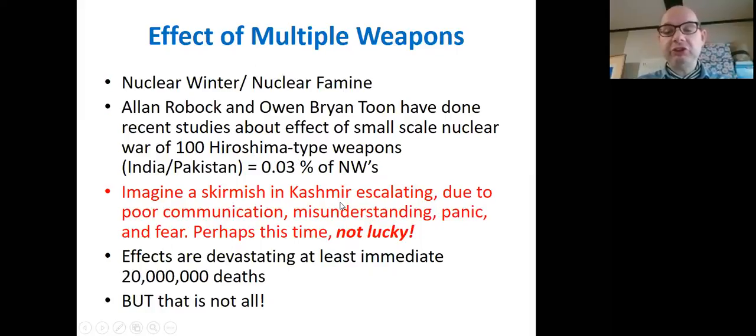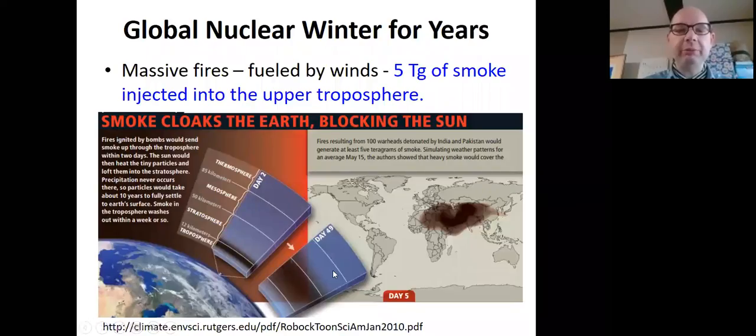Imagine a skirmish in Kashmir escalating due to poor communication, misunderstanding, panic and fear. Perhaps this time we're not lucky, because we've been lucky so far with many incidents that happened in the past, which didn't actually escalate into nuclear war. Effects are devastating, at least an immediate 20 million deaths. But that's not all. That's not all, and that's what I want to talk about.